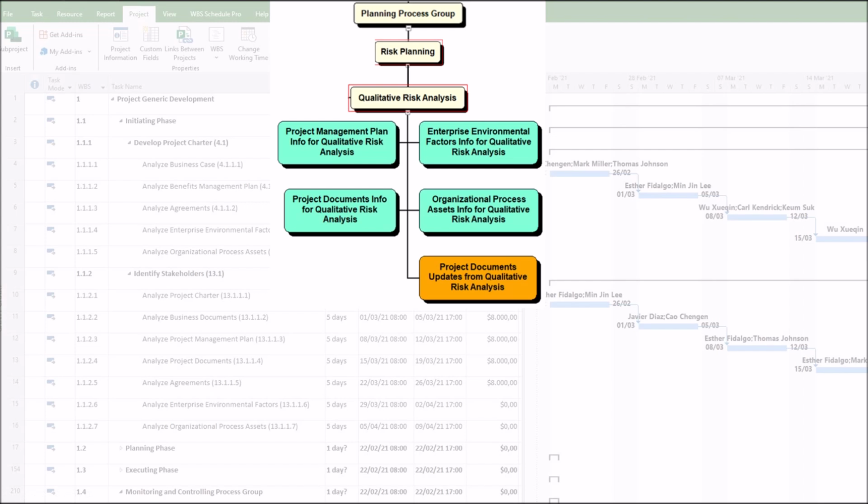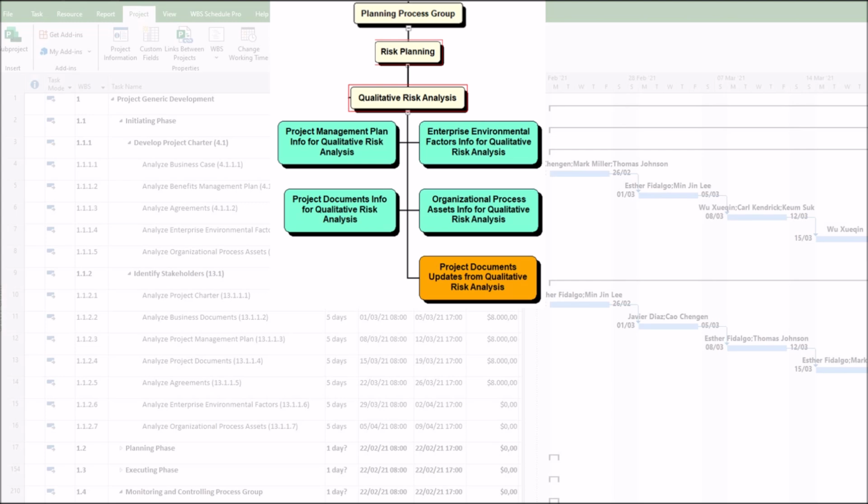How important is the project documents updates output in the Perform Qualitative Risk Analysis process? In the PMI framework, Perform Qualitative Risk Analysis is where you prioritize individual project risks for further analysis or action. The key output isn't just a list. It's a series of critical updates to project documents. Here's a breakdown of the importance of these updates and the critical role of their components.